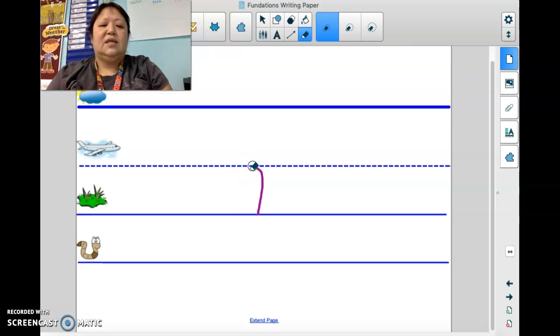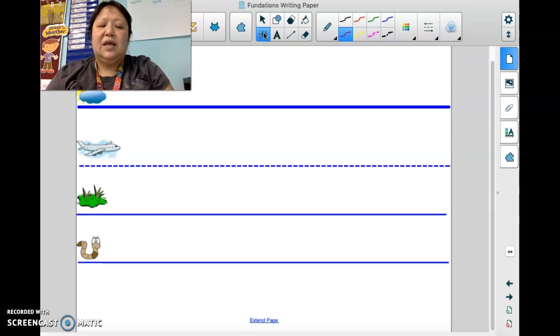I'm going to erase this letter, and now we're going to do the word rat. Rat. What sound do you hear at the end of the word rat? What letter goes with that sound? Take a moment to write that on your board. Rat ends with the T sound, which is the T-top T.